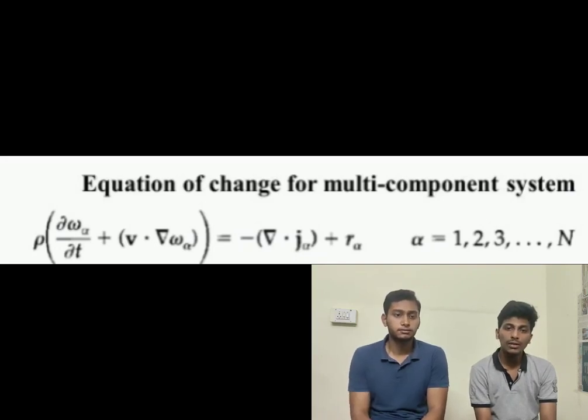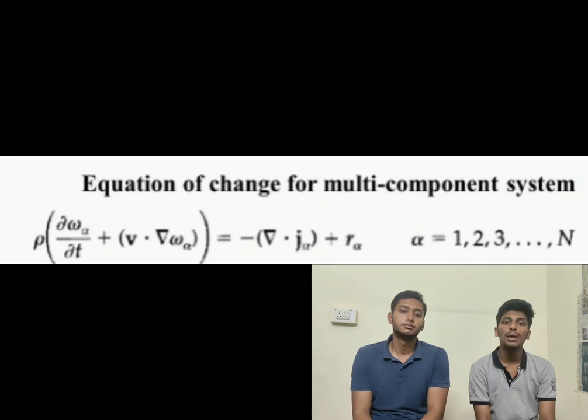Now coming to why mass fraction is used. Mass fraction W alpha represents how much of the component alpha is in the mixture by mass. This brings us to the mass-based species conservation equation, which is rho times dou W alpha by dou t plus V dot del W alpha, which is equal to minus del dot J alpha plus R alpha. Here is the breakdown of the equation in simplified form.